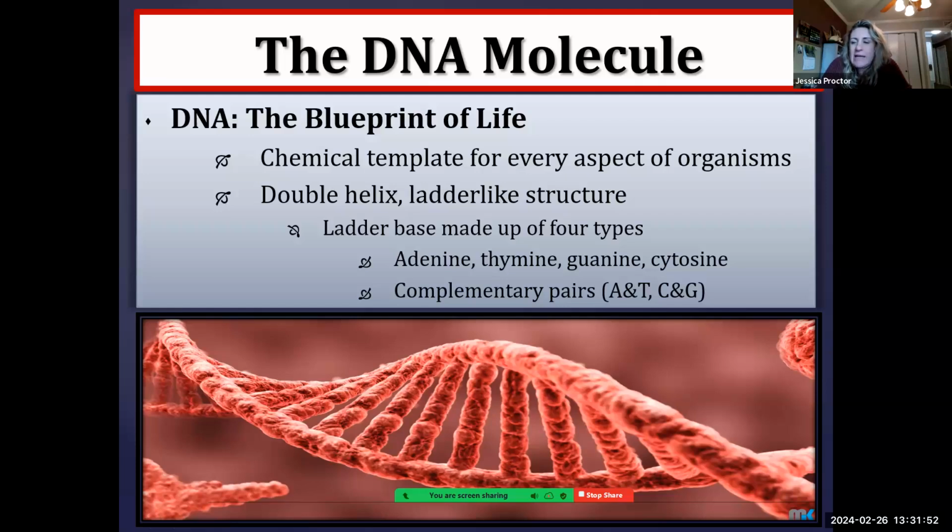So in DNA, adenine will always pair with thymine and vice versa. And cytosine will always pair with guanine and vice versa. So it's always going to be A to T and always C to G.